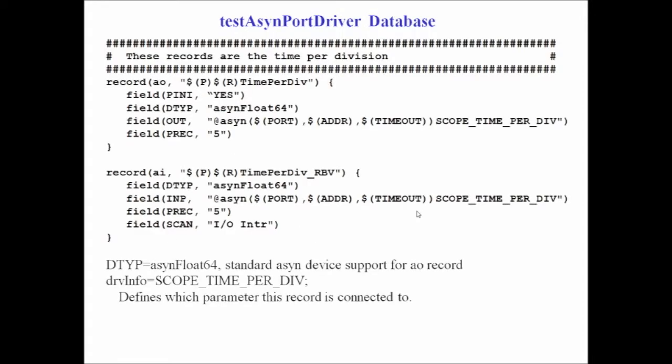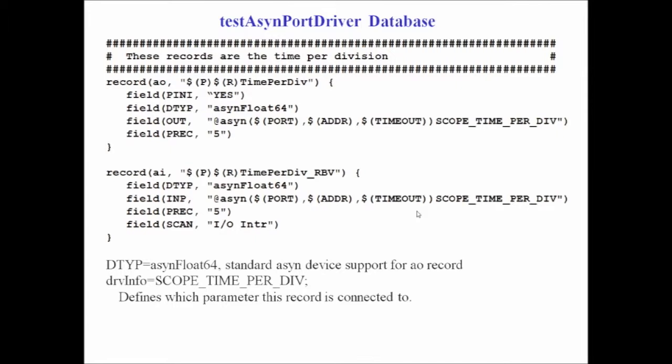And we're going to go through an example of this afternoon with the measurement computing device. So the database looks like this. Here's the record for time per division, and then there's a time per division underscore RBV. So that's a readback value that shows you what the actual time is. This is an analog output record that's not periodically scanned.